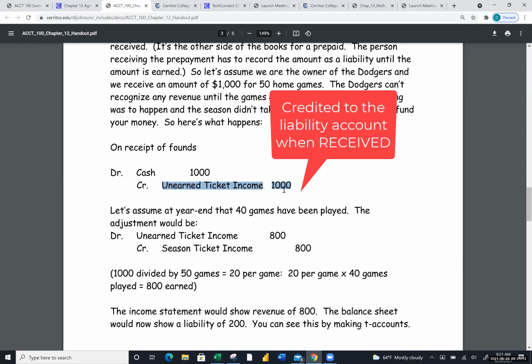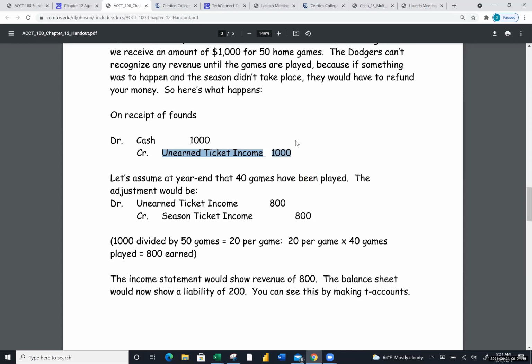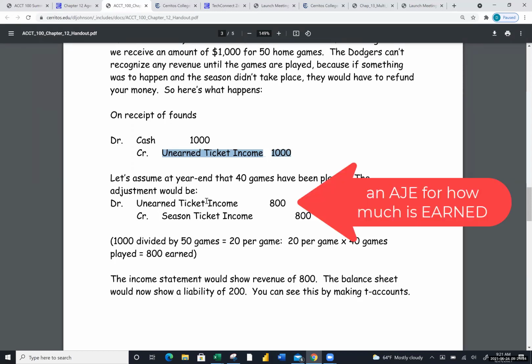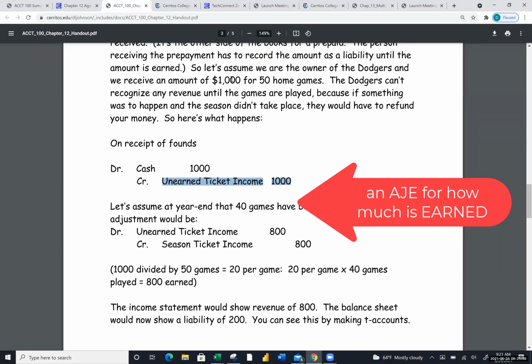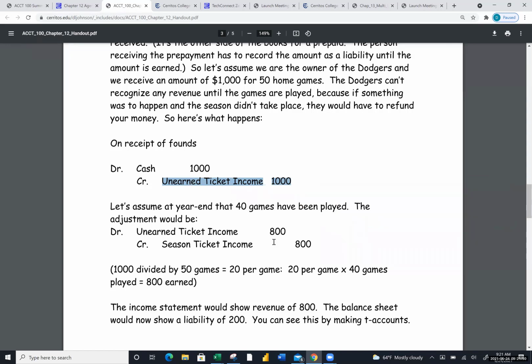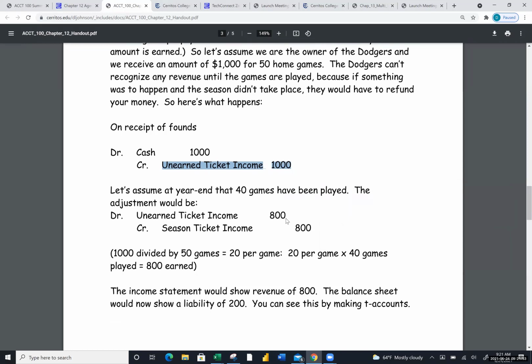And so what happens when you have these liabilities on your books, at the end of the fiscal year, you need to take a look at how much of that has been earned and make the adjustment to take it out of the liability and put it into the regular old revenue account. So in the example on the handout, it says, assume that 40 games have been played. And if we go back here, 50 games for $1,000 would be $20 a game, right? So if 40 games have been played, we would have to multiply the 40 games by 20 to get the $800, and we would have to make an adjustment for that.